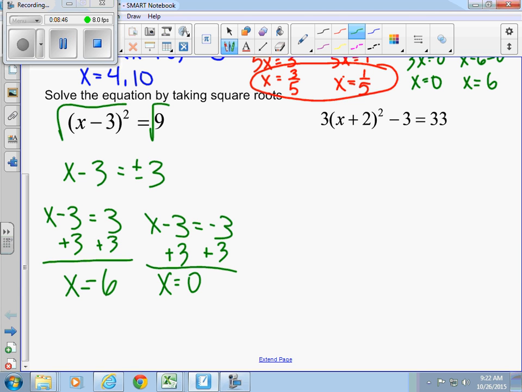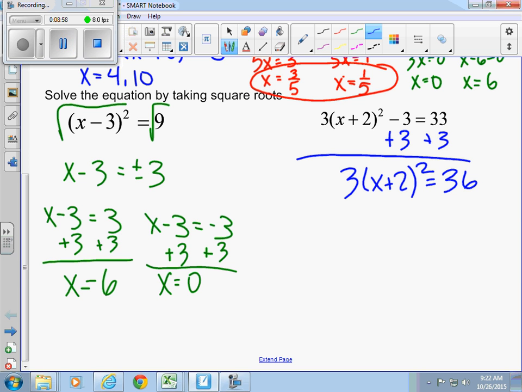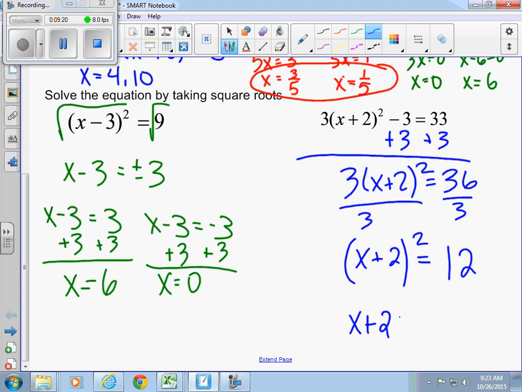Okay, what about the next one? What am I going to do on the next one? Add 3. Divided by 3. We're undoing, right? Trying to get that x plus 2 first by itself. Square root both sides. Any questions so far?